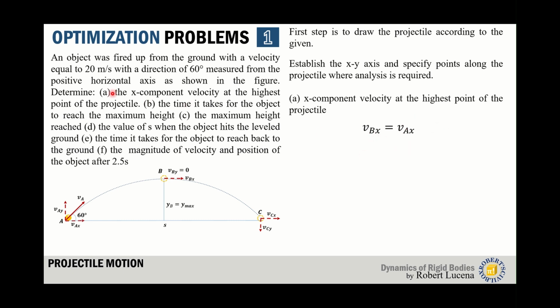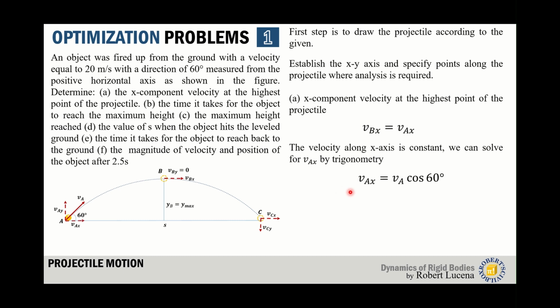So we can easily identify the answer at point A because of the principle that the x component velocity is equal throughout the plane. So if we get VAX, we can already have the x component velocity at point B. So the velocity along x-axis is constant. We can solve VAX using trigonometry. So the VAX is simply the x component of the initial velocity. So we have VA cosine 60, and we replace VA with its magnitude. So VAX is equal to 10 meters per second. And this is also the value of VBX, or the x component velocity at point B.